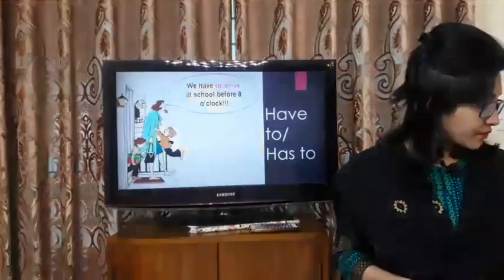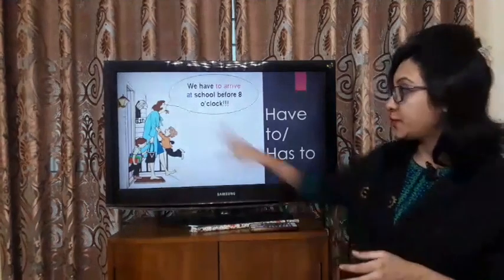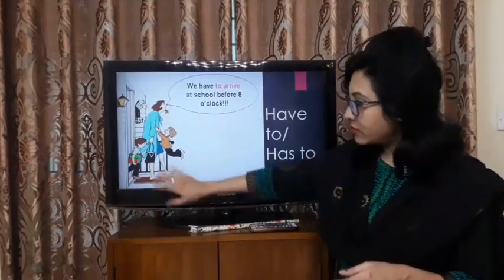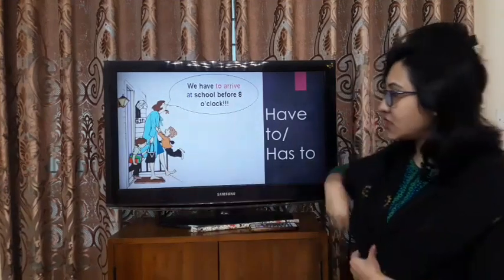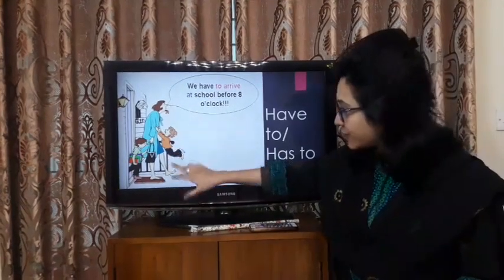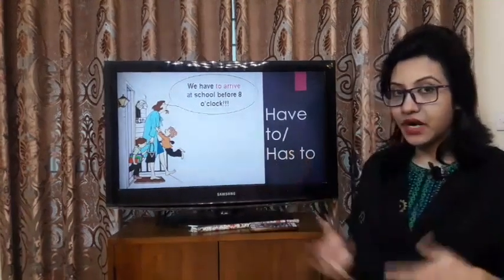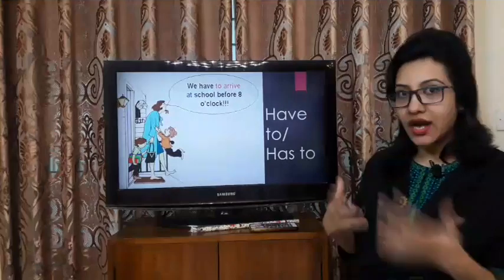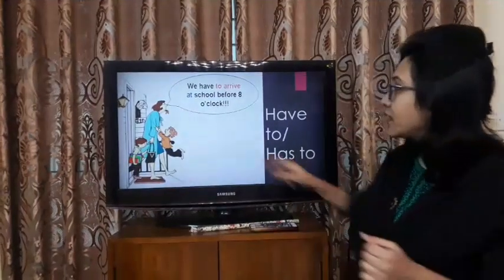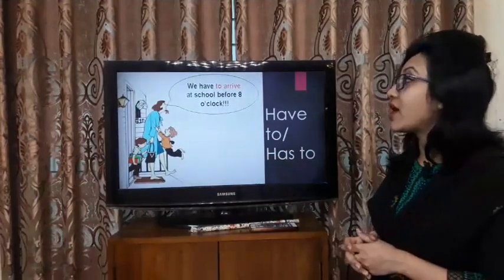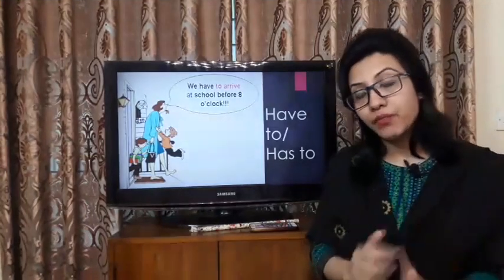Moving on, have to or has to. So in this picture, as you can see, there is a mom. So this mom has 2 children. See what one of them is doing? This baby is irritating the mother and it looks like they are in a hurry. They are probably in a rush, going somewhere. Now this boy is carrying a bag or book or something. Now the mother is saying, we have to arrive at school before 8 o'clock. We have to reach school before 8.